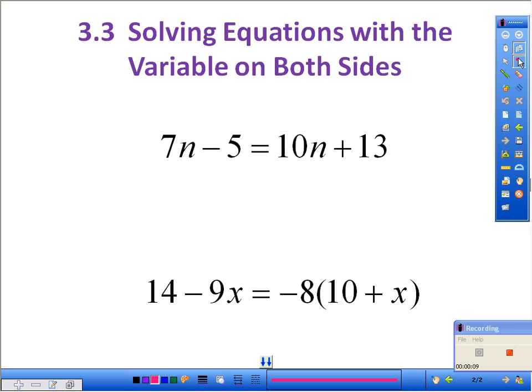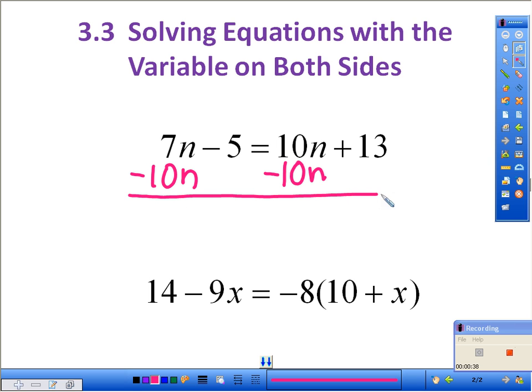So in this first example, I'm going to bring all of my variables over to the left side. So I'm going to subtract 10n, that's how we get rid of a positive 10n, from each side. Notice I'm combining like terms. Bring down my equal sign. 7n minus 10n is negative 3n.